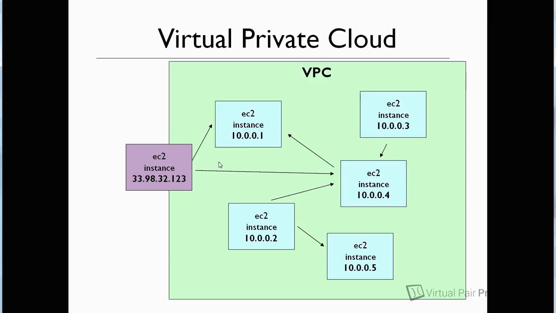And very simply, the difference between the two is that a public instance in your virtual private cloud will be allocated a public-facing IP address, a regular IP address, whereas a private instance will not get a public IP address, and therefore it can't be accessed from anywhere outside the VPC. And this is the solution that I'm proposing.